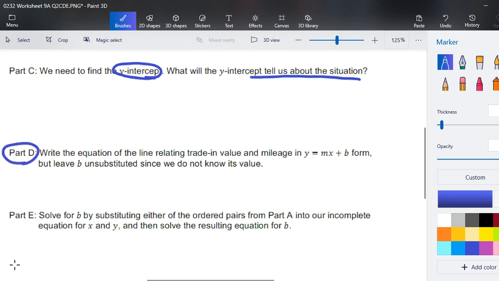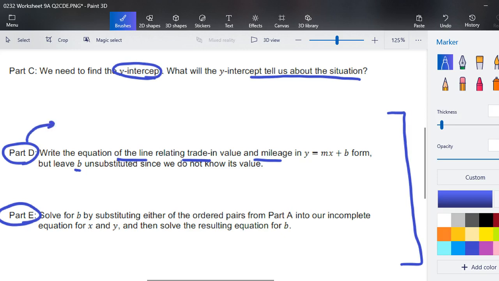Part D, how are we going to find this y-intercept? Because it wasn't as cute as it was a while ago where they literally just handed it to us. We're going to have to do a couple of steps. I've mentioned to you having a glossary or flashcards or Google Doc. The process we're about to do is worth setting apart and noting of how to find a y-intercept when given 2 points. It says, write the equation of the line relating trade-in value and mileage in this form, but leave b unsubstituted since we don't know its value.